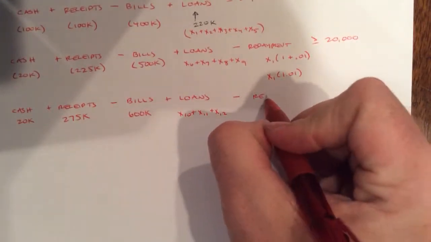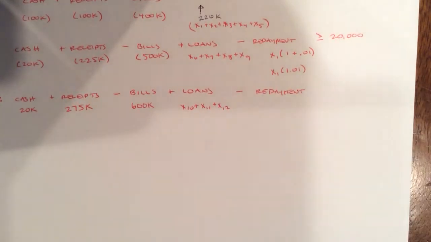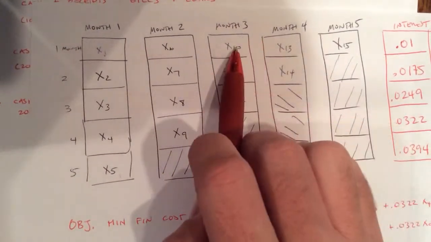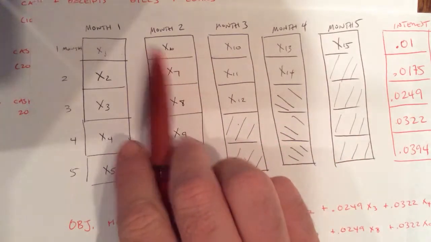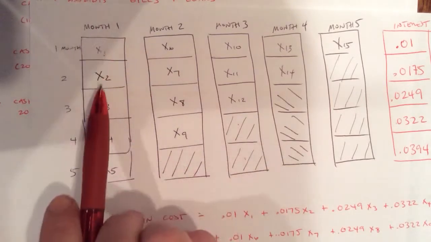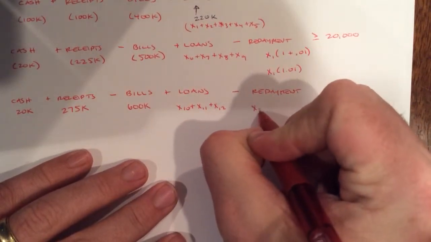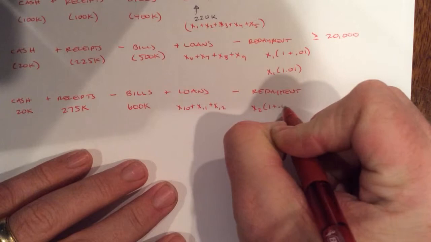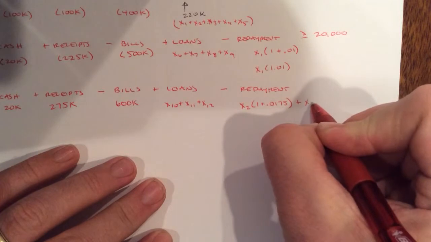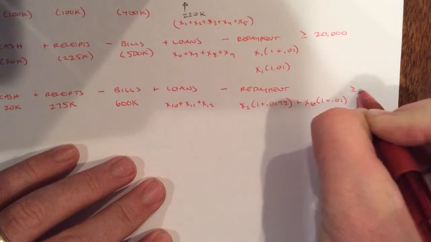Now space, here we go. So our repayment is now we have, so let's go back here. In month 3, I need to pay back the 1 month loan that I took out in month 2, and I also have to pay back the 2 month loan that I took out in month 1. All right. So the repayment is X2 times 1 plus 0.0175 plus X6 times 1 plus 0.01. And that has to be greater than or equal to 20,000.